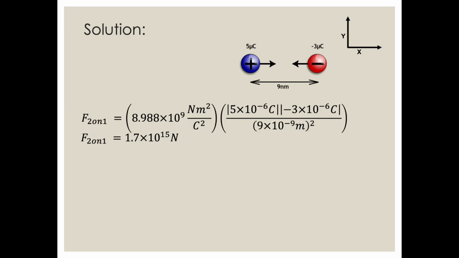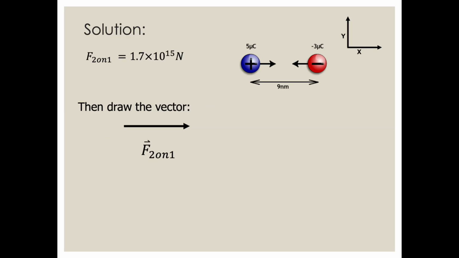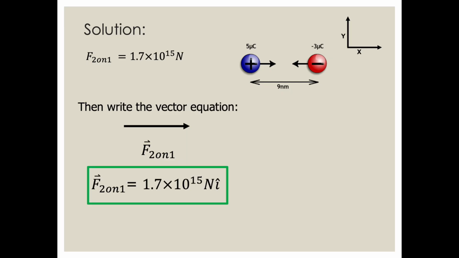So now we have the magnitude, we draw the vector direction. The way that we draw vector directions for Coulomb's problems is based on laws of attraction and repulsion for the charges at hand. So here we see that we have opposite charges, so they're going to attract, and then we can see that the force acting on Q1 will be toward the right. So now we have the i hat vector, positive i hat in this case. So our final answer ends up being F2 on 1 as a vector is equal to 1.7 times 10 to the 15th newtons i hat. And the problem solved.